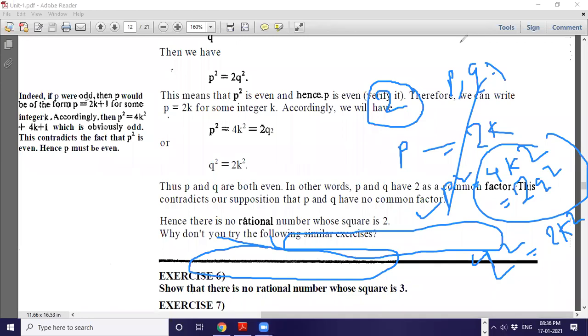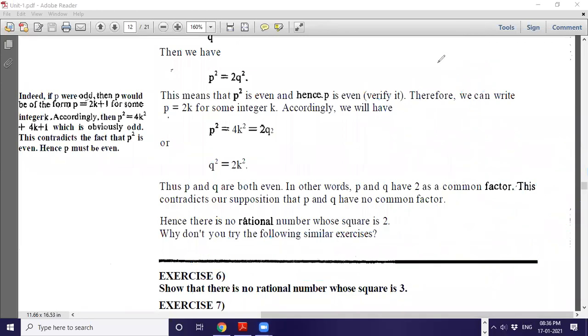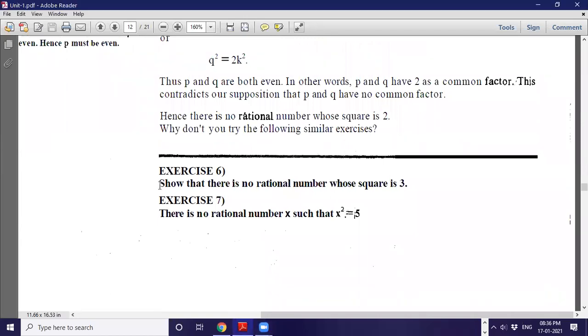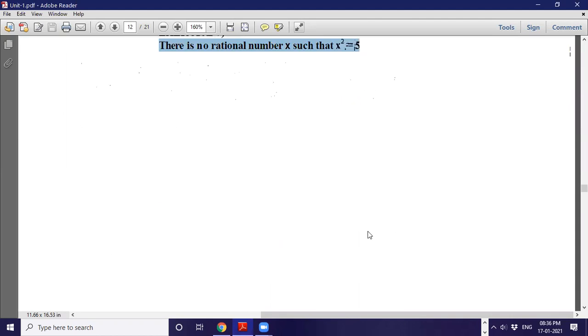Okay, let's clear this. Now, two more examples. Try to go through them. Show that there is no rational number whose square is 3. There is no rational number x such that x square is equal to 5. Please go through them.